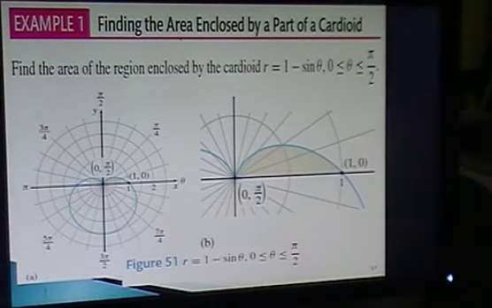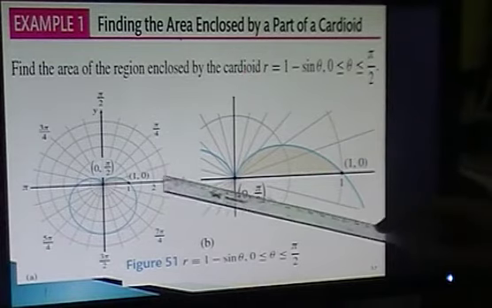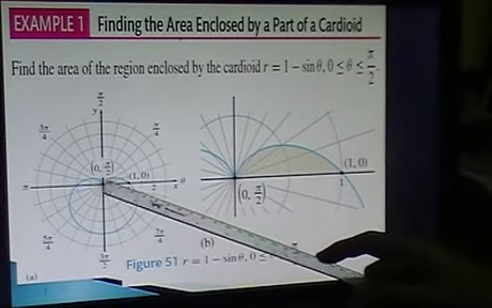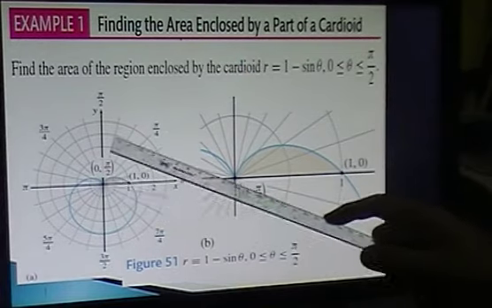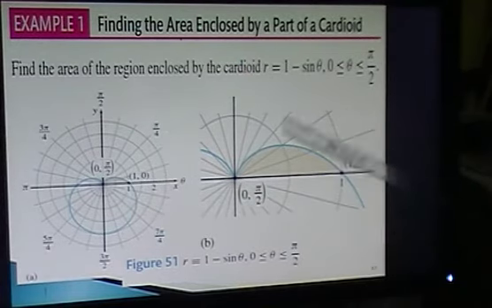So the question is, what is the area of the cardioid between 0 and pi divided by 2? That means in the first quadrant, that means this region from here to here. This is in the first quadrant.